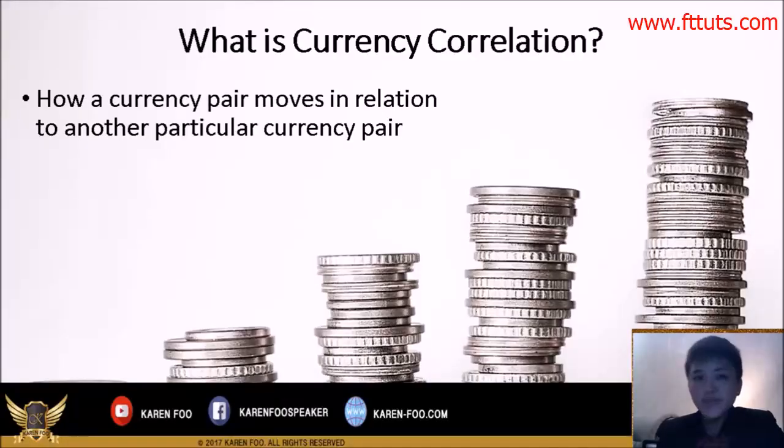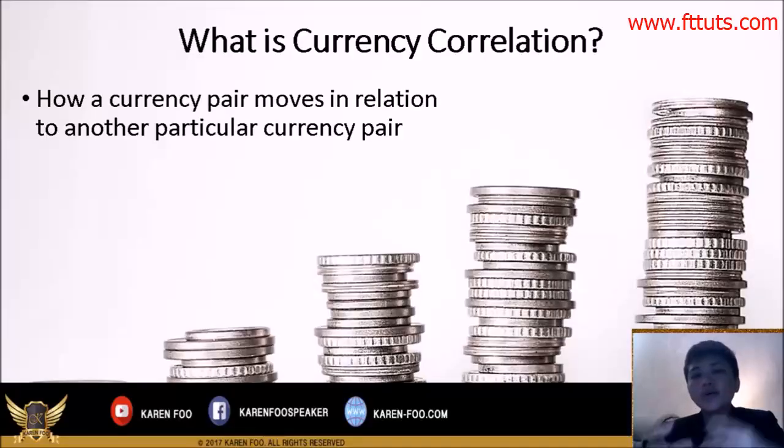Okay, so what does it mean by currency correlation? It's basically how a currency pair moves in relation to another particular currency pair. Or to put it simply, currency correlation is a measurement of how two currency pairs are related to each other.